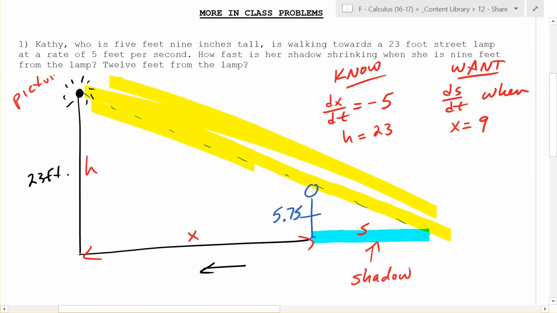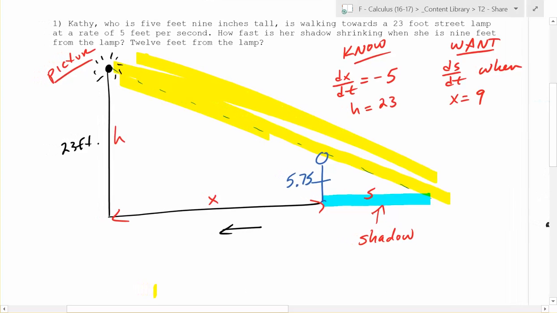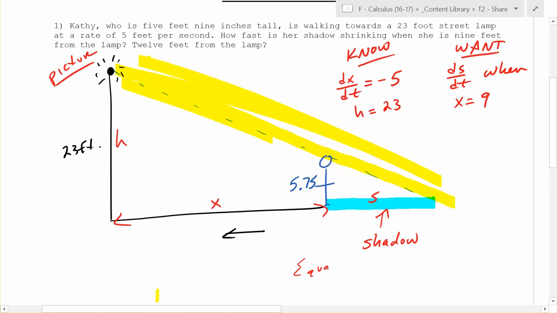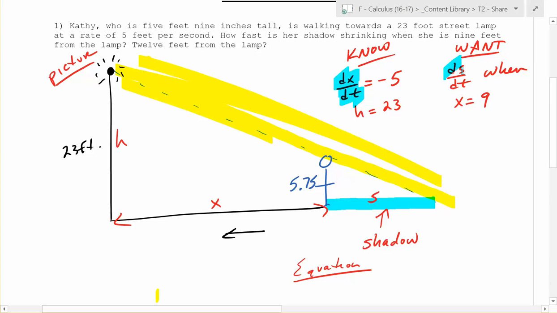Do you agree? Nice. We have what we know and we have what we want. What's our next step? Do you remember what the next step has generally been? What do we try to write now? We try to write an equation, right? And we write the equation based on linking what we know and what we want. In this case, we're talking about linking x and s, right? Do you agree with that? Linking x and s? Yeah. How are we going to do that?